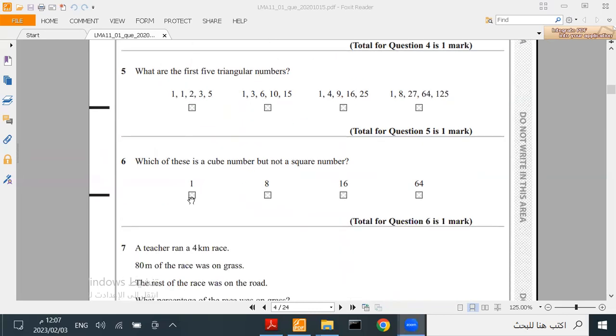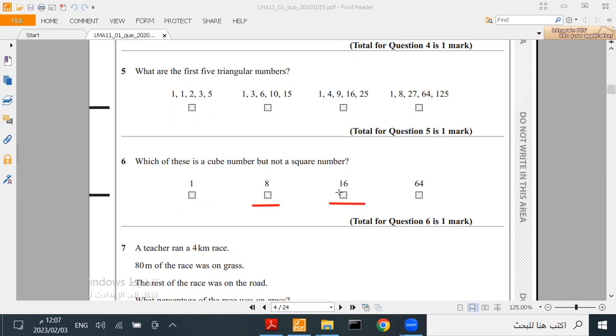Now, let's move on. Which of these is a cube number, but not a square number? What do you think about one? No, we can't count that. 16 becomes both, cube and square. What about 8? No, wait, it's 16. No, it's not 8.